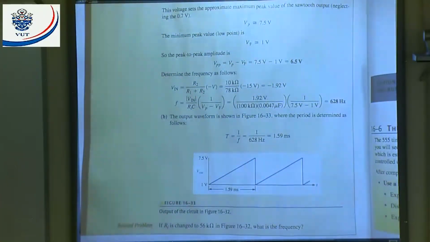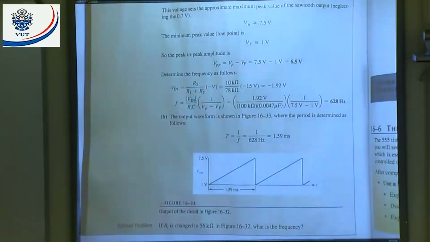The minimum peak value, the low point, is the forward voltage of 1 volt. They say the peak-to-peak amplitude is going to be basically 7.5 minus 1, and that will give me 6.5 volts. They say determine the frequency as follows. What is Vin going to be? Vin is going to be equal to R2 over R1 plus R2 times minus V, and that will give me minus 1.92 volts. I can work out the frequency, and that will give me a frequency of 628 Hertz.